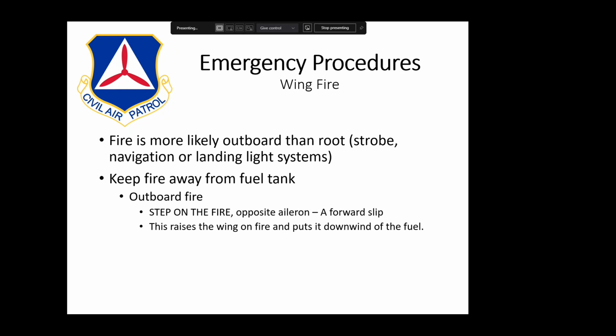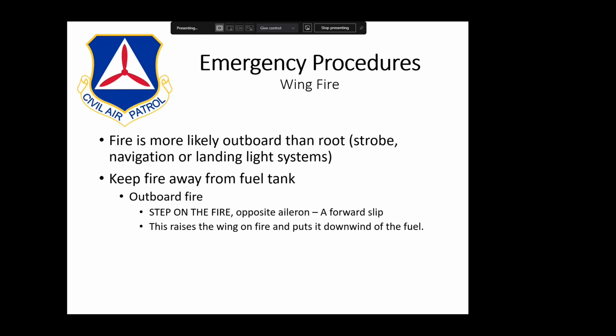Well, if we have an outboard fire, here's your memory aid. Step on the fire. So if you step on the fire, use opposite aileron, which is a forward slip, what you'll find is that the wing is raised up and it's now downwind. So basically it's keeping the fire from progressing along the wing towards the fuel tank.